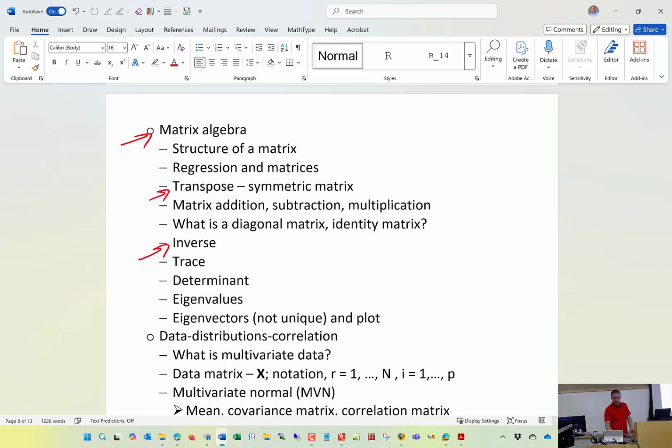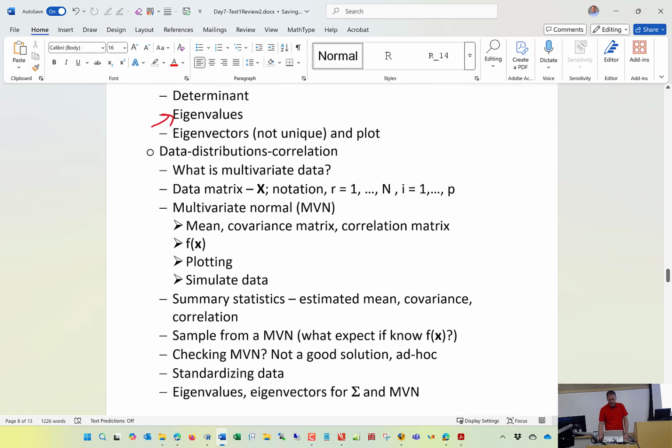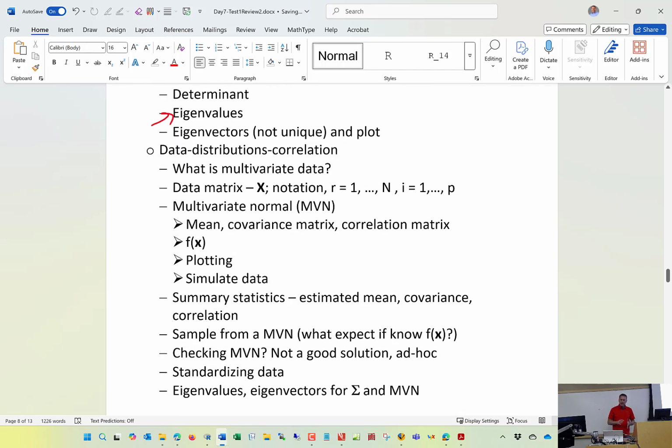How would you find the inverse of a matrix? In R and by hand if you're doing a 2 by 2. The by hand equations are in my formula sheet. What are eigenvalues and eigenvectors? Then we got to the data distributions correlation section. We introduced the whole basic concept of multivariate data. We introduced how I can put my data into a matrix. And then we talked about the most important multivariate probability distribution out there, the multivariate normal.